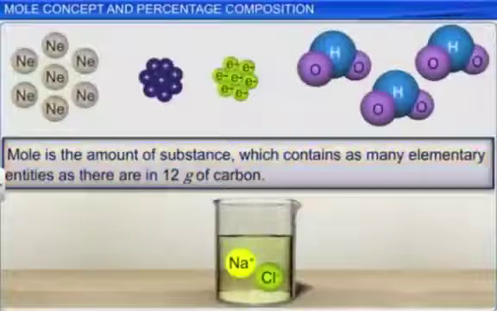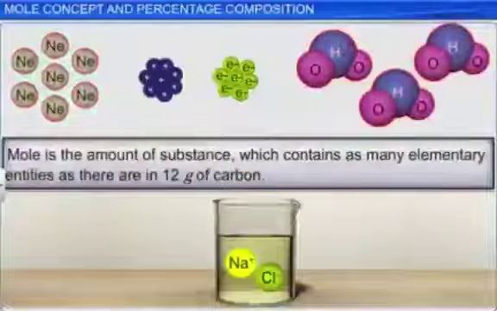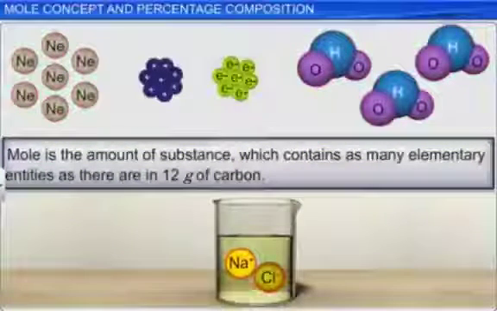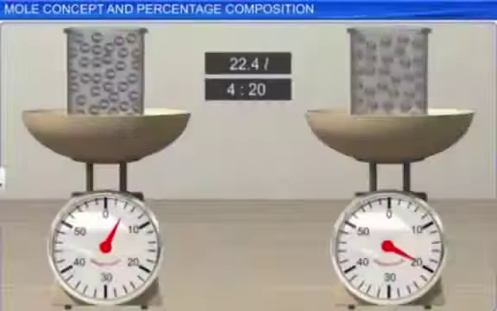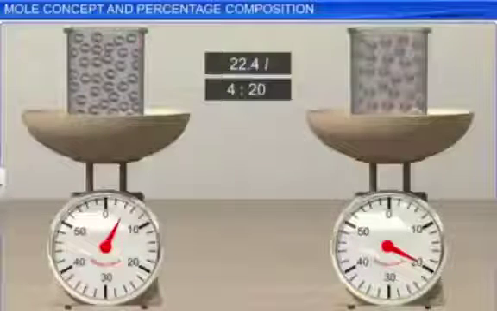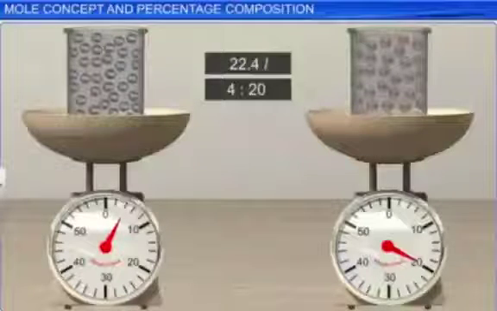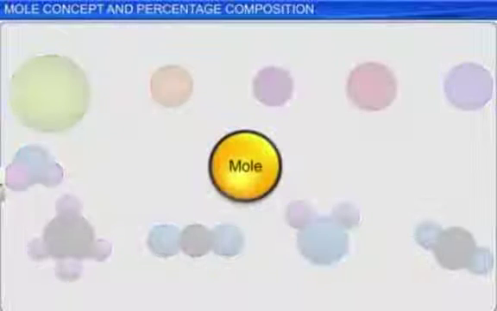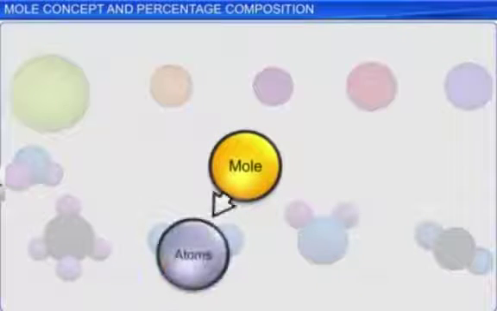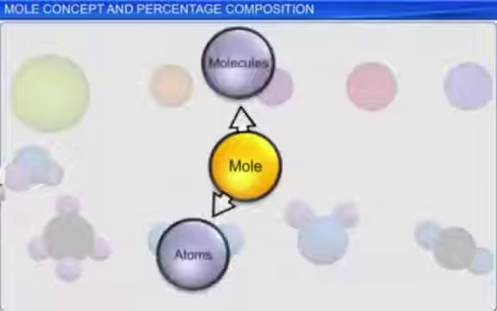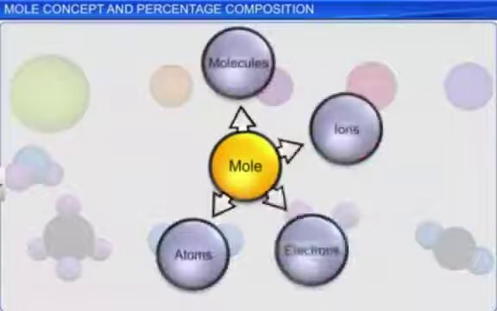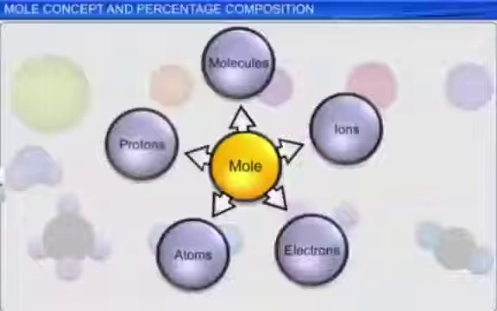Elementary entities may be atoms, molecules, ions, electrons, or protons. Note that 1 mole of a substance always contains the same number of entities, irrespective of the identity and kind of the substance. The term mole is used to count particles such as atoms, molecules, ions, electrons, and protons. Hence, we must indicate the nature of the particle under observation.